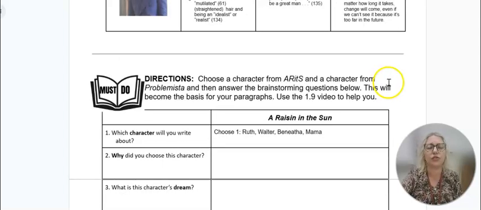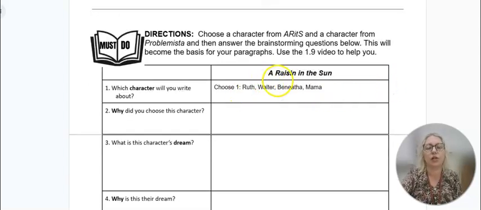You're going to choose either Ruth, Walter, Beneatha, or Mama. And so the first question is to just choose one. And then you can circle it or underline it. Who do you like best?